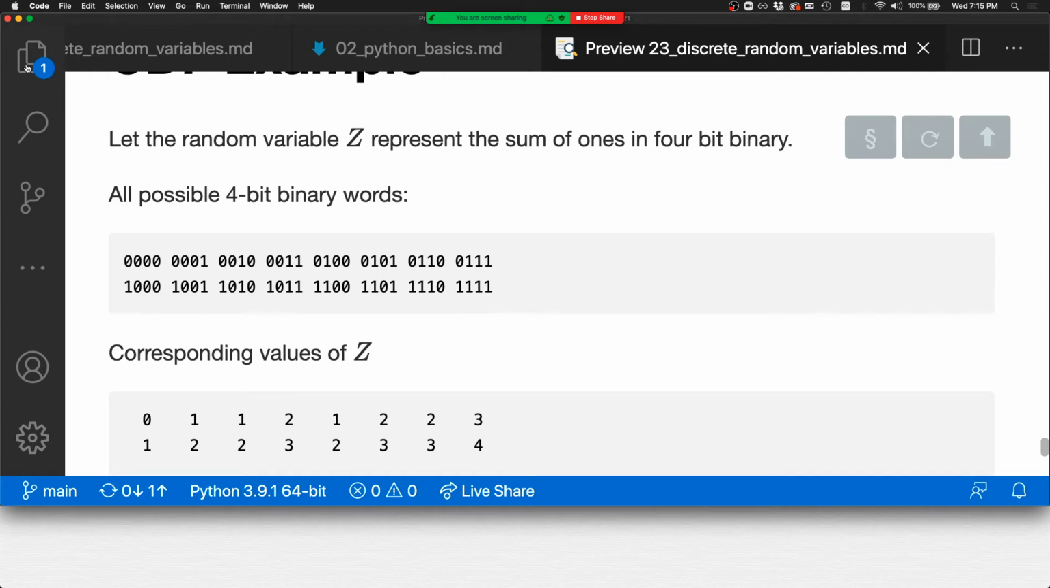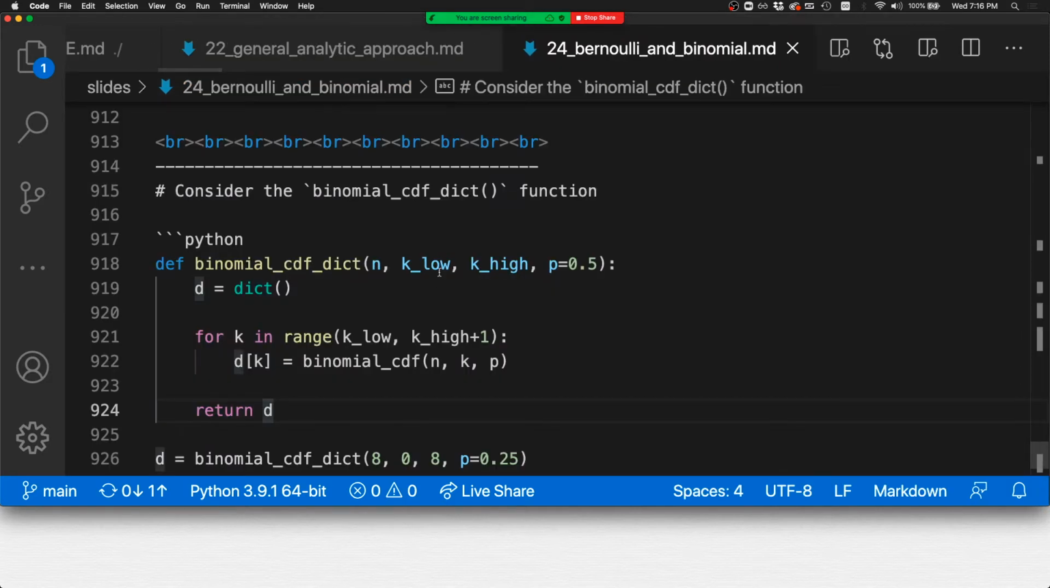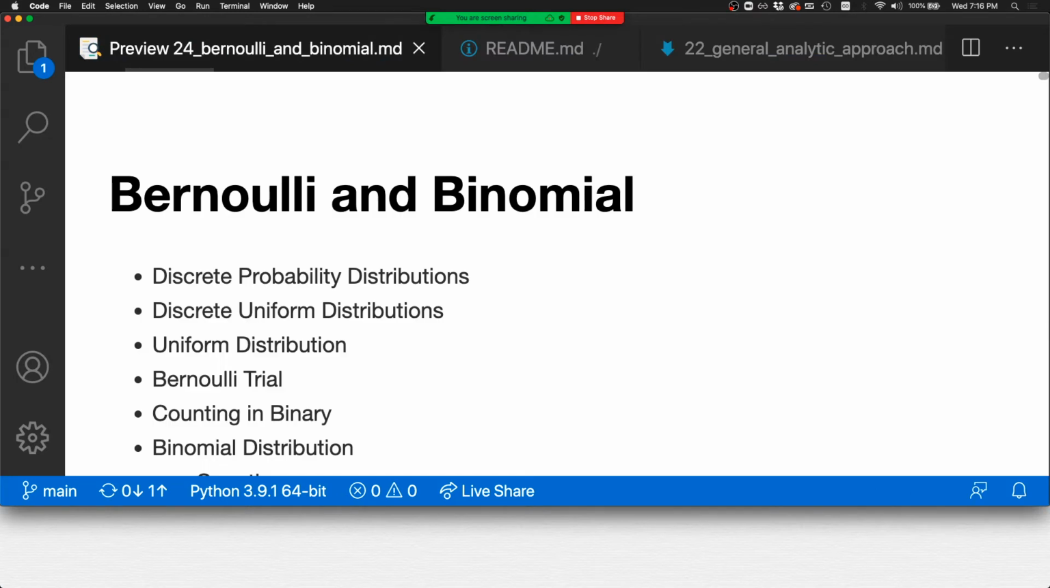Okay. So let's take these ideas, the random variable, the PMF, and the CDF, and apply them to the specific discrete distributions that we're going to be using. So that's under this. Okay.